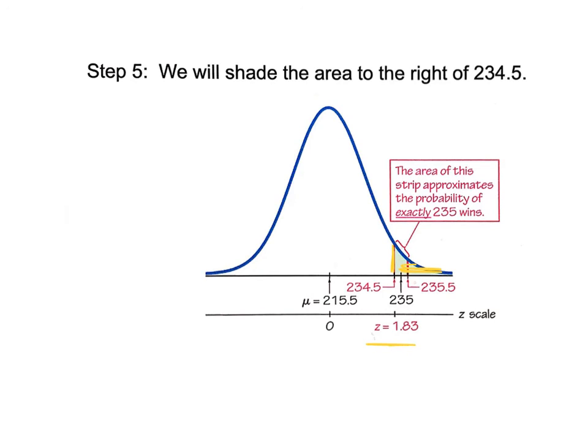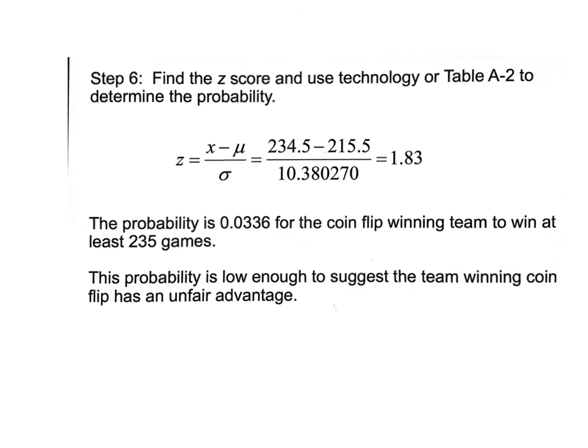Found my z-score. Of course, with StatCrunch, you don't necessarily have to use a z-score. You can use your mean and your x. Well, actually, your x is 234.5, and just do greater than your x. There's your z-score if you want that. And once you do the z-score or just punch it in StatCrunch, you're going to find out the probability is 0.0336 for the coin flip winning team to win at least 235 games.